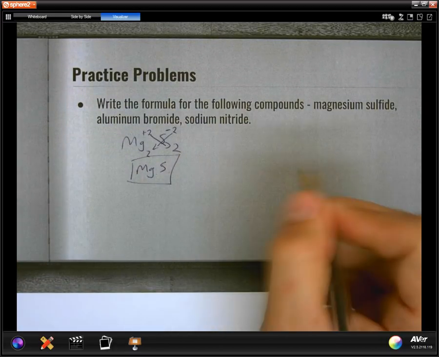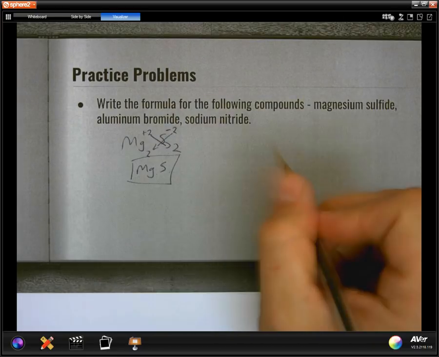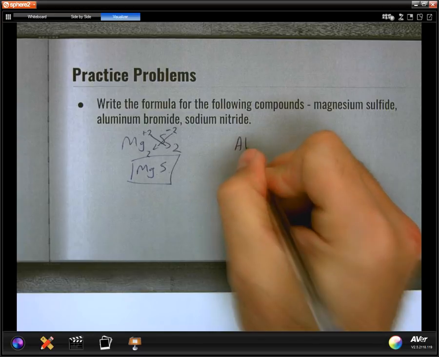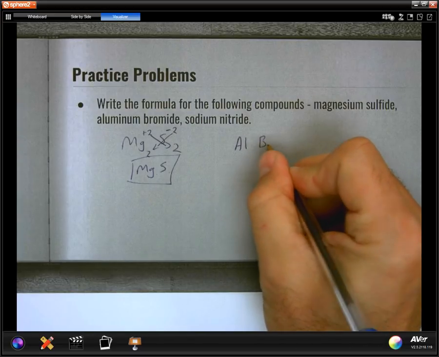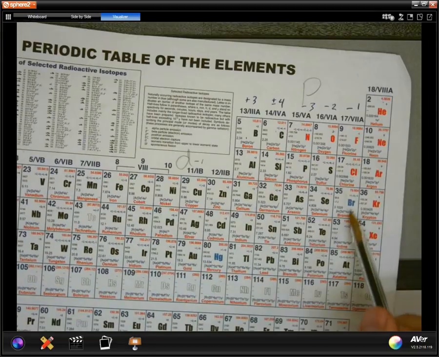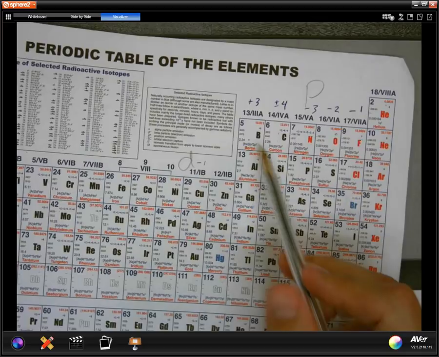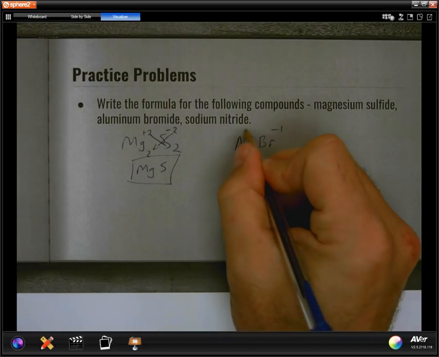All right, so the next one. Go ahead and for you guys, pause the video, try it yourself, and then when you're done, watch how I do it with my own hands. All right, welcome back. Aluminum bromide. What am I going to do? I'm going to write down the symbols. Again, aluminum, Al, bromine, Br. Now I'm going to include their charges, -1, +3. So bromine is going to be a -1, aluminum is a +3.